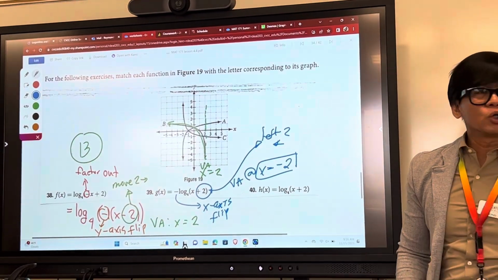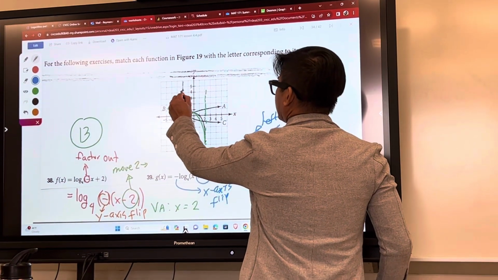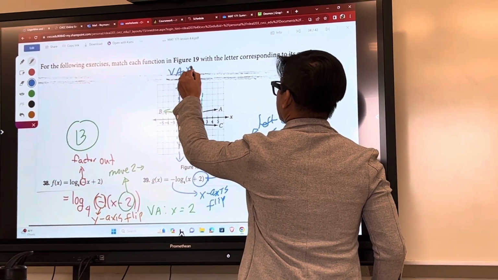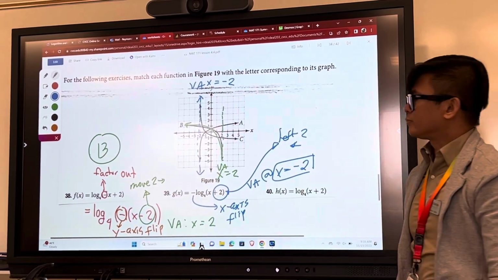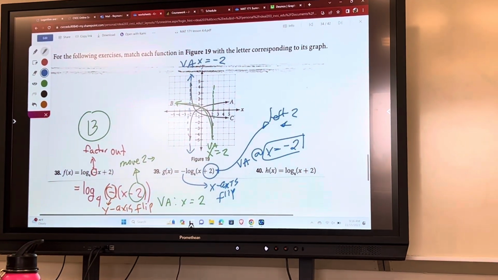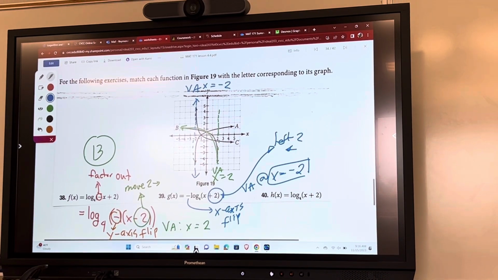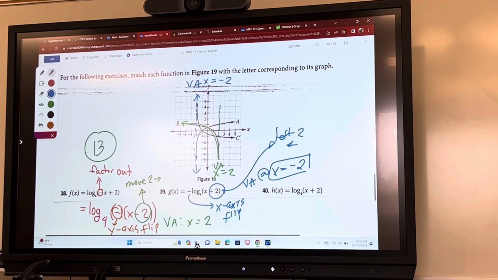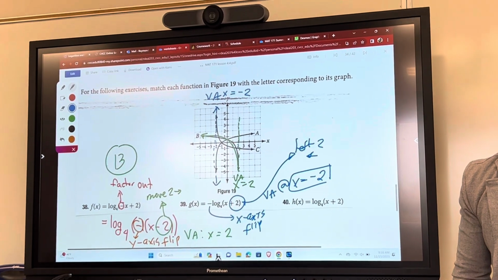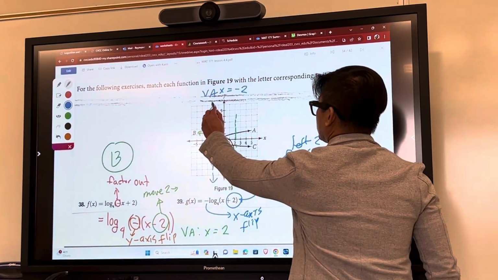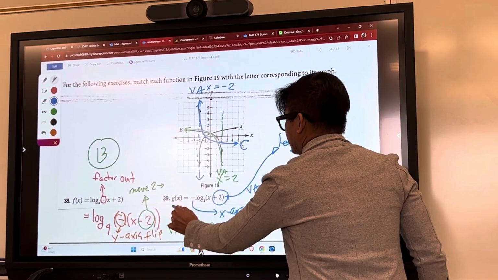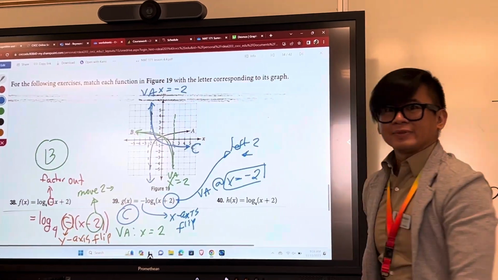Are we good, guys? So where's that? Vertical asymptote, here it is. VA at x equals negative 2. And then from here, that's your log, you're gonna flip it along the x-axis. So in short, which one is it, the C or the A? C. The C. Very good. So that C is basically this number 39.